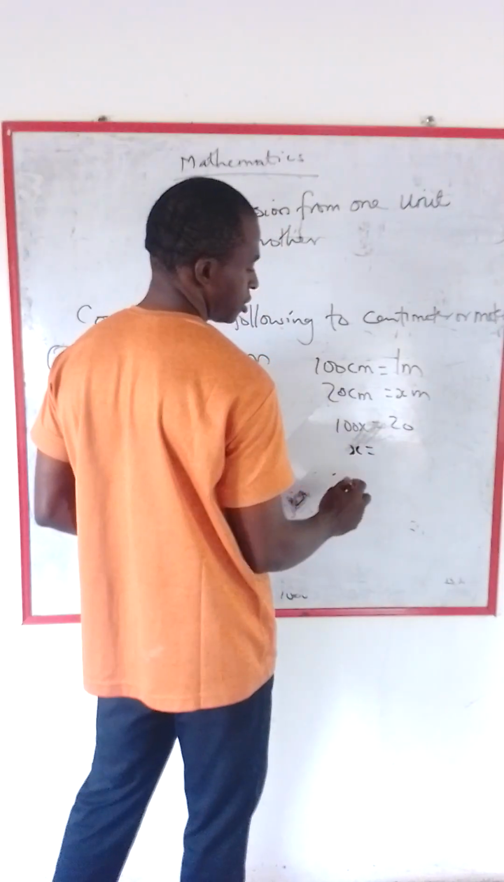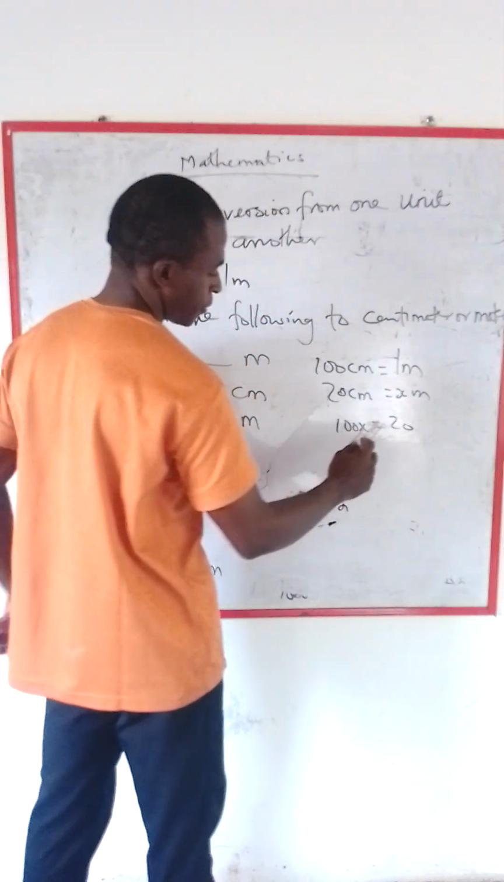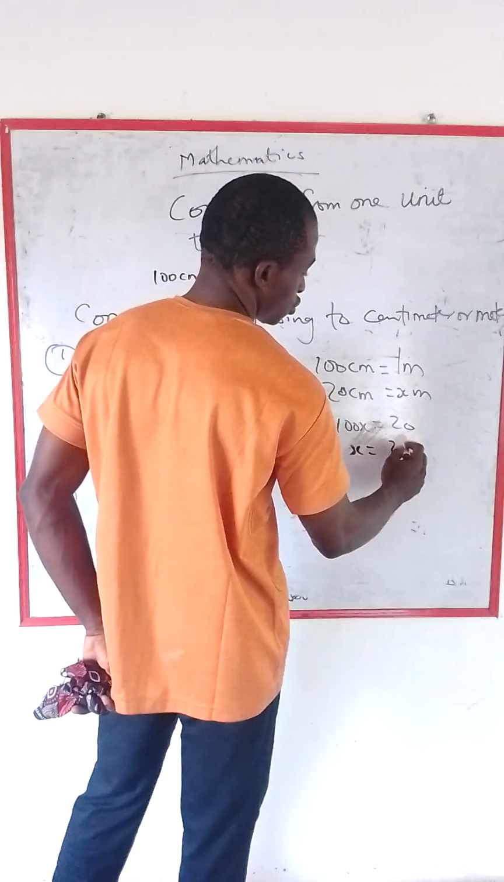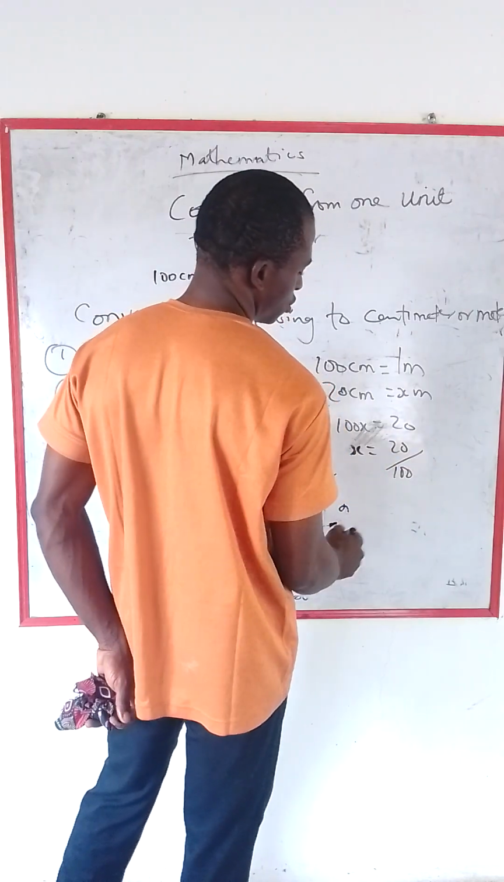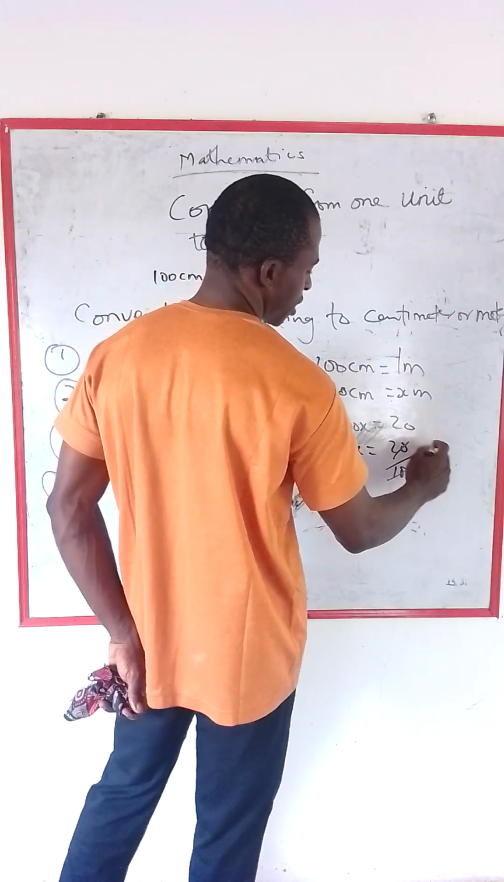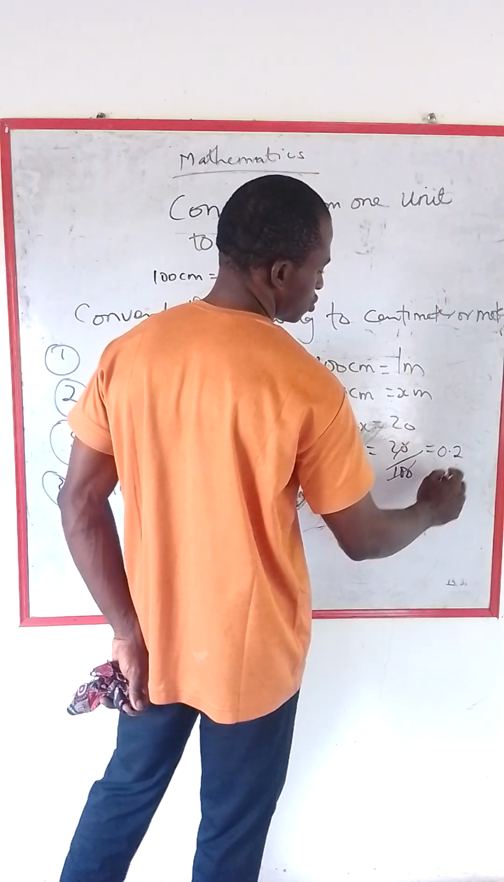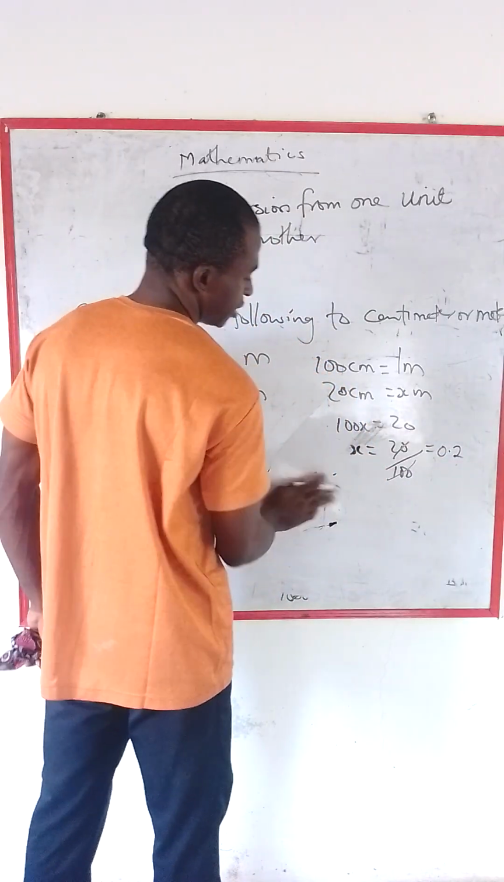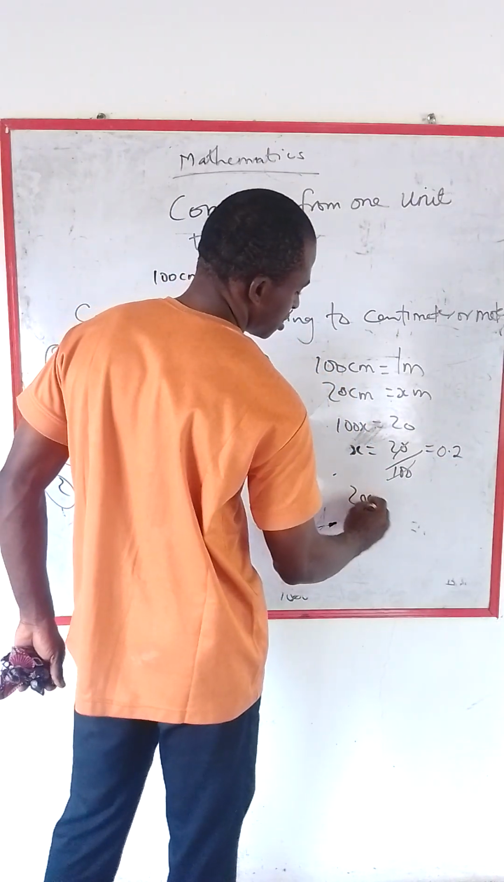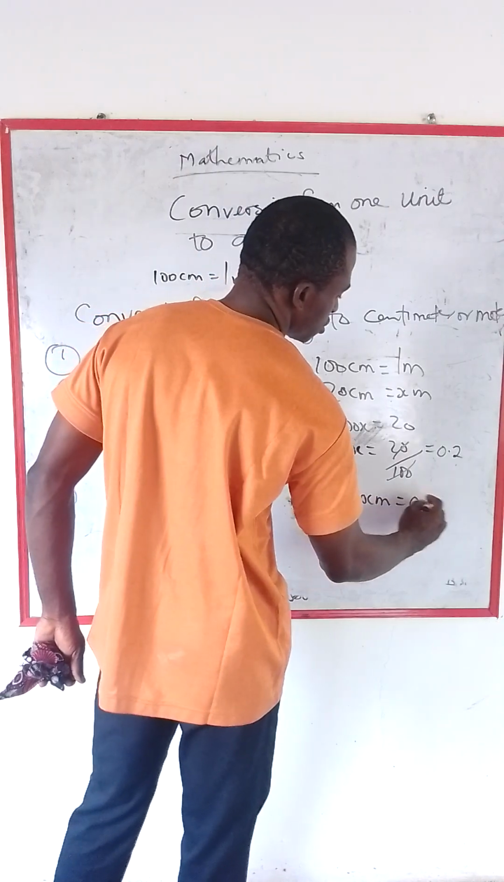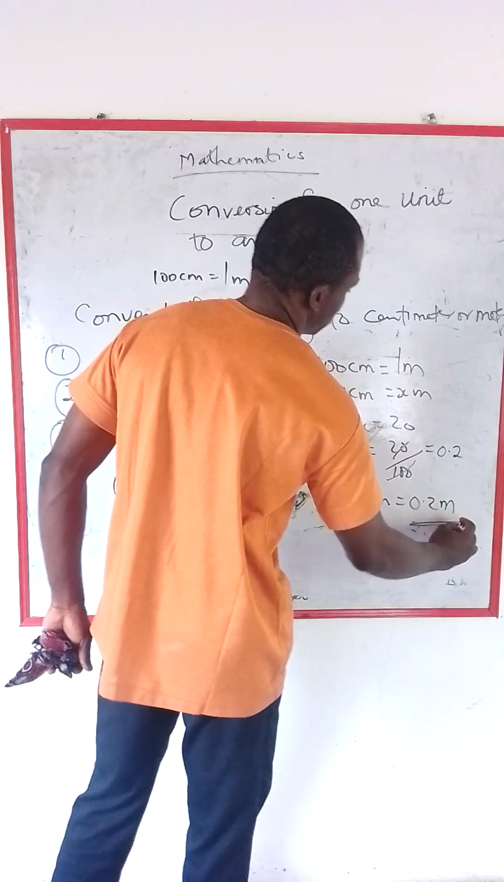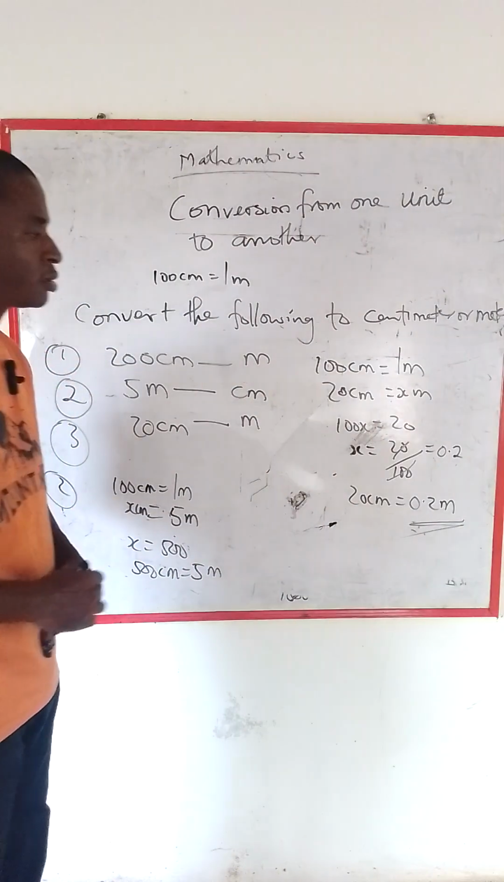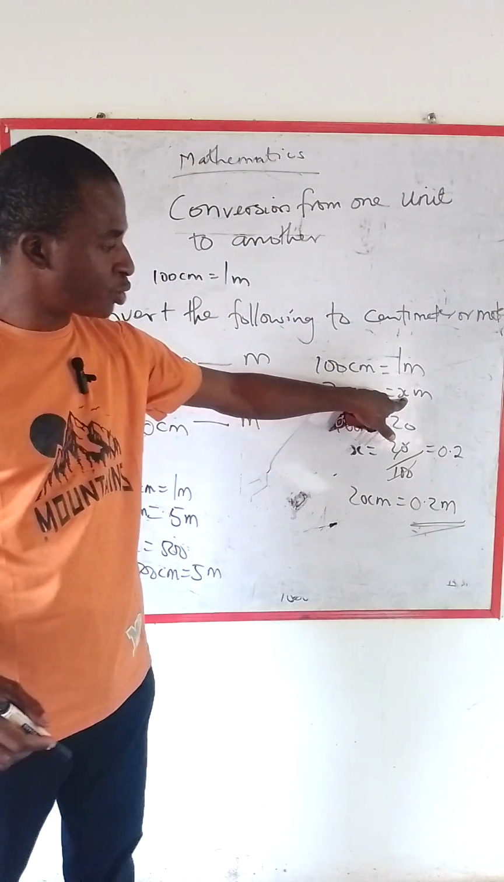I'm going there; that one will be in another video. Then we now have 20 divided by 100. When we do that, we are going to have 0.2, telling us that 20 centimeter is equal to 0.2 meters. That is exactly what you are seeing there. 20 centimeter equal to x.